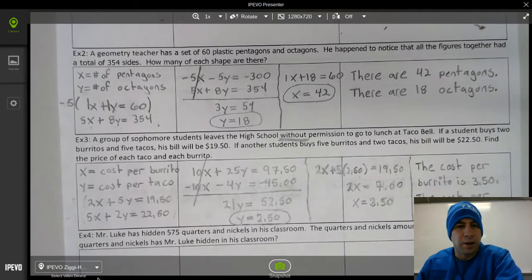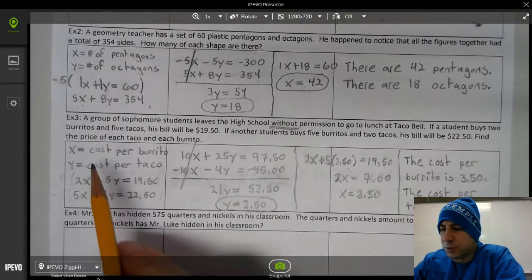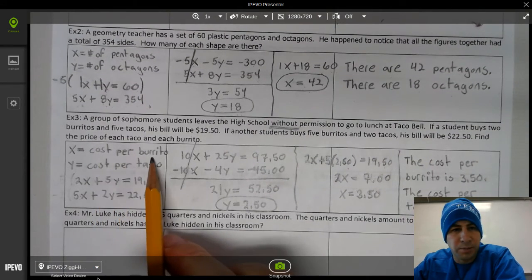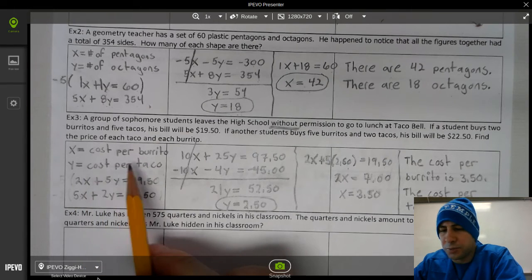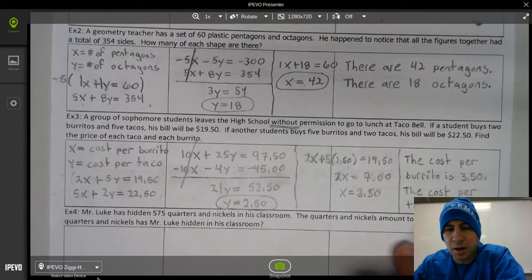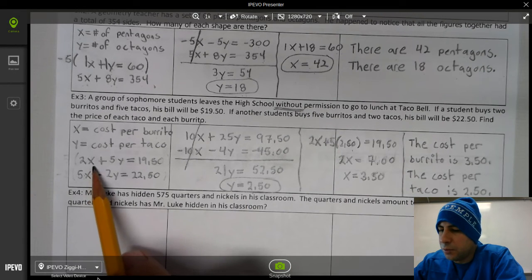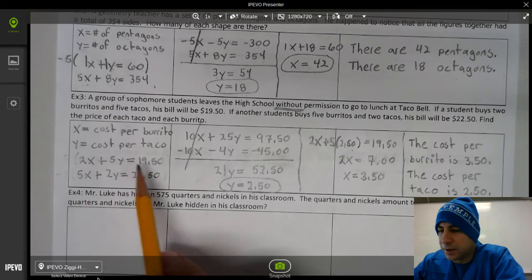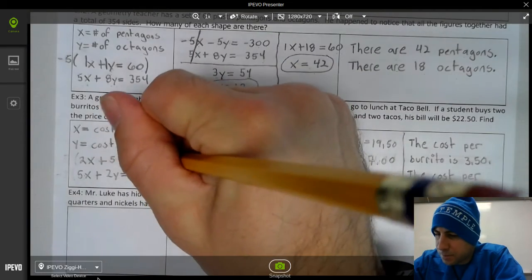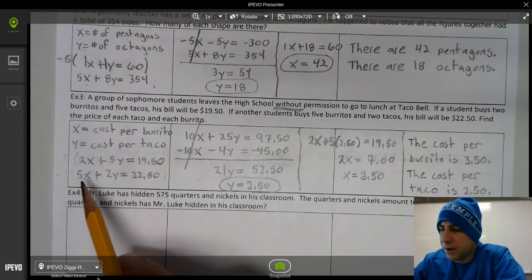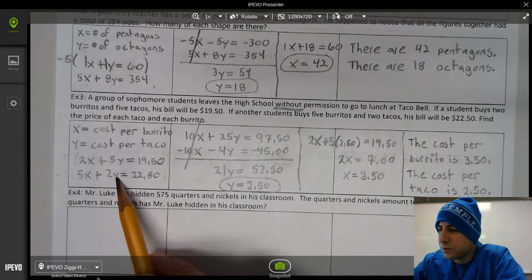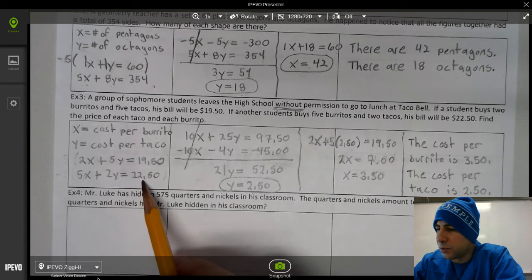First things first, we define a variable. So x is the cost per burrito and y is the cost per taco. Now we write our equations. The first student buys 2 burritos and 5 tacos, and that's $19.50. The second student buys 5 burritos and 2 tacos, and that's a total of $22.50.